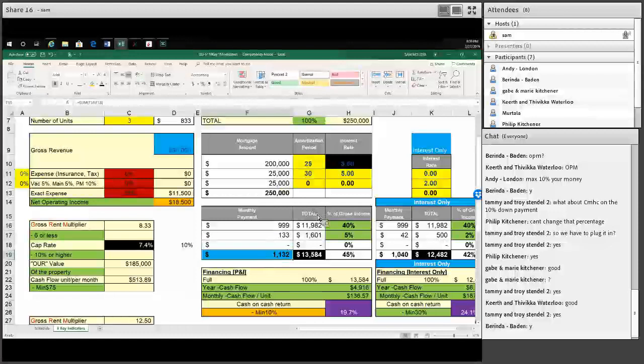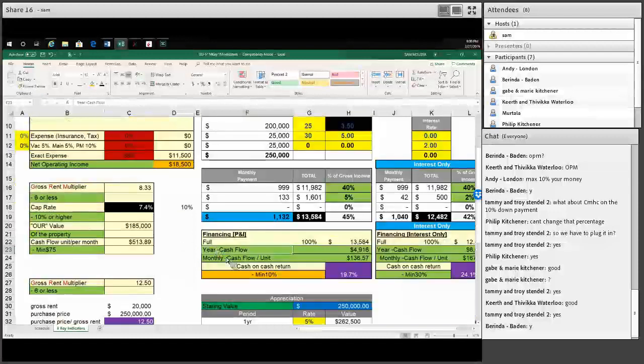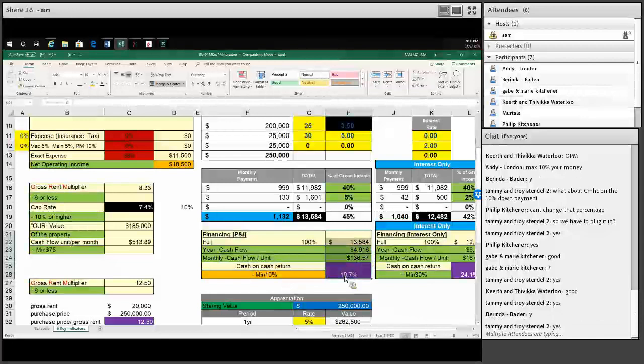Then we come down here and we see the first mortgage is going to cost me $999 a month. The second mortgage is going to cost me $133 a month. Total is going to be $1,132 a month. This is the yearly total. So over a year, $13,584 is going to go for financing. I look and I see year-end cash flow, $4,916. Cash flow per unit, $136 per unit, and then I have my return.